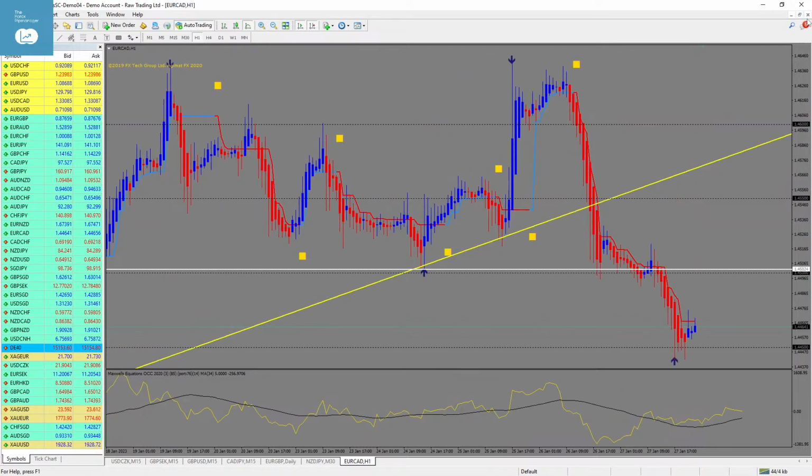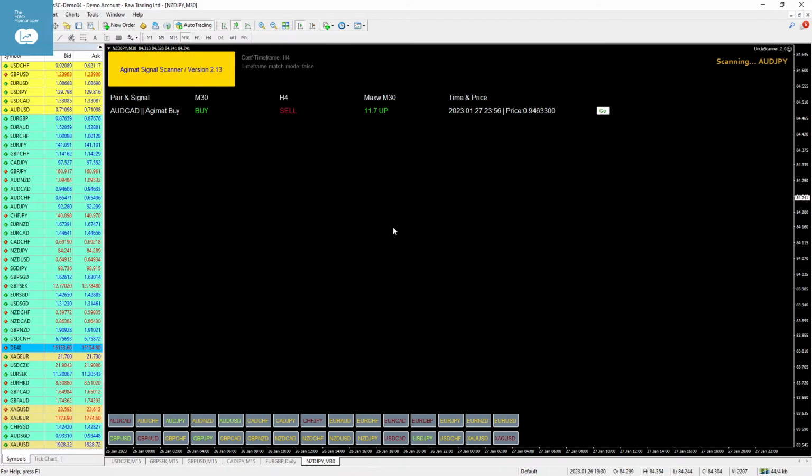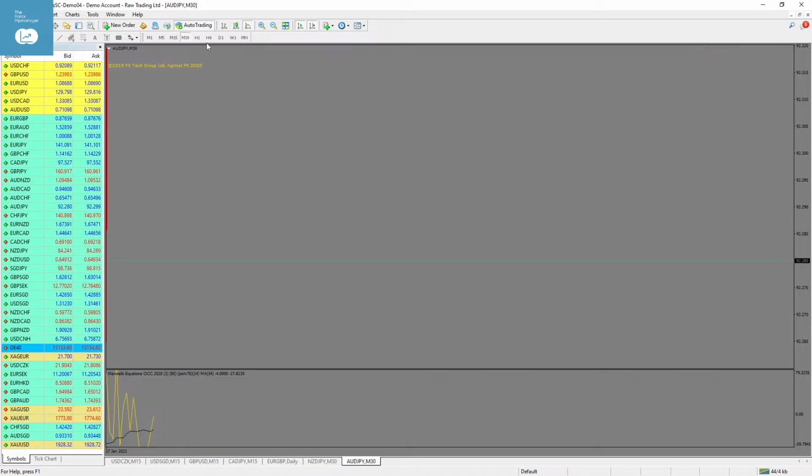Okay, this time I closed the right one. We have already scanned the Aussie Yen here. Let's check this pair, and I switch to the H4.